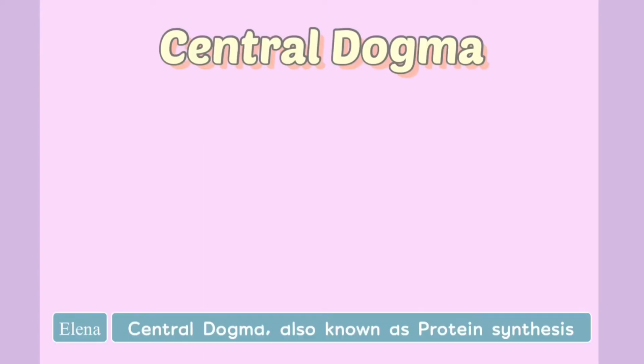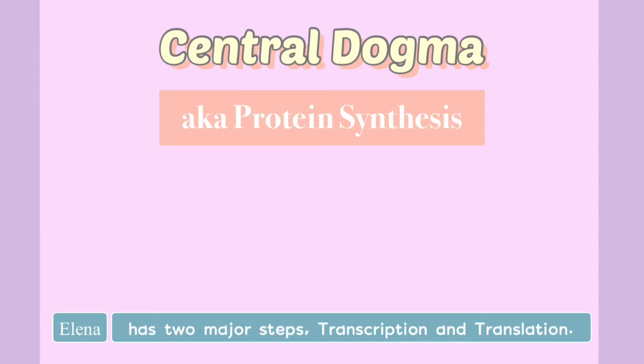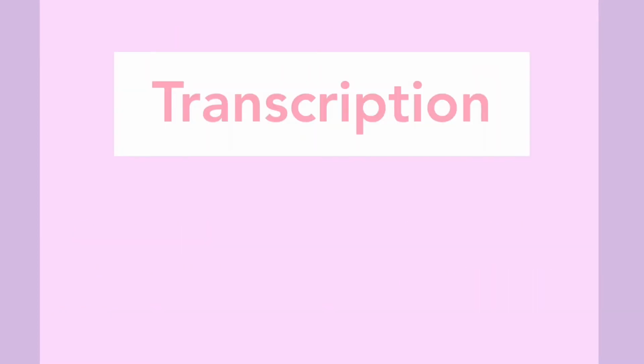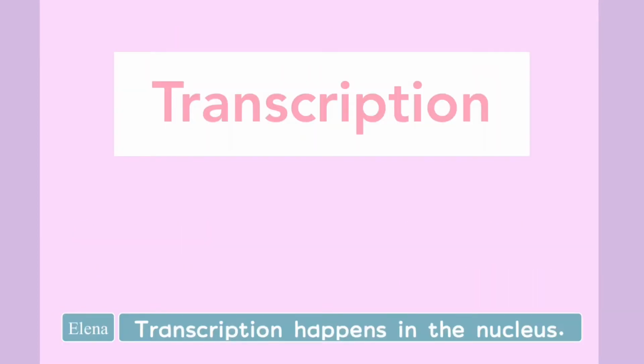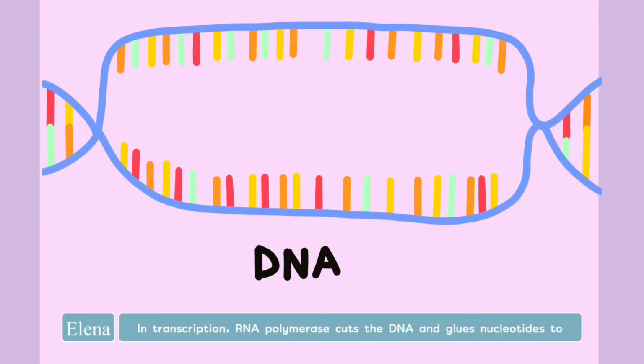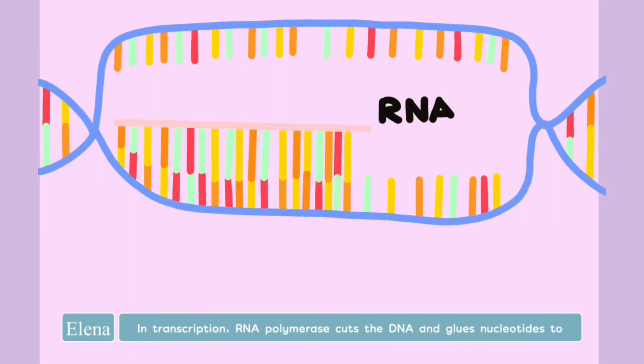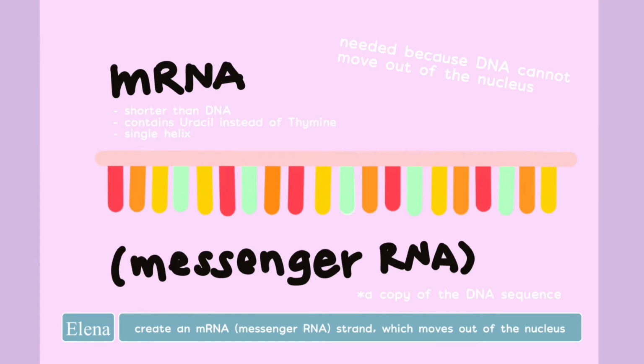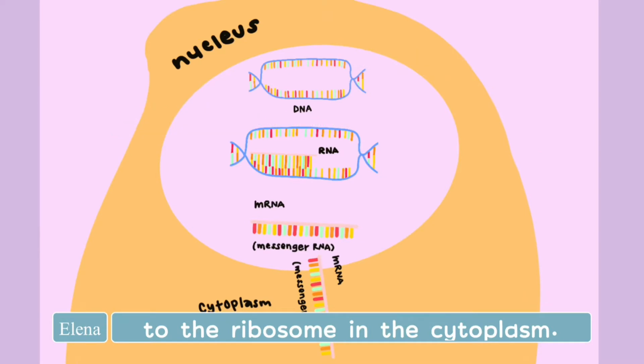Central dogma, also known as protein synthesis, has two major steps: transcription and translation. Transcription happens in the nucleus. In transcription, RNA polymerase cuts the DNA and glues nucleotides to create an mRNA, messenger RNA strand, which moves out of the nucleus to the ribosome in the cytoplasm.